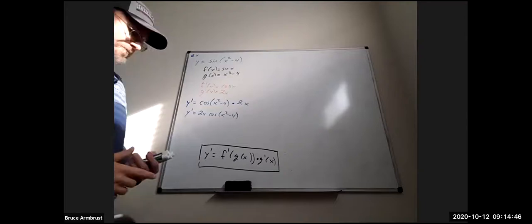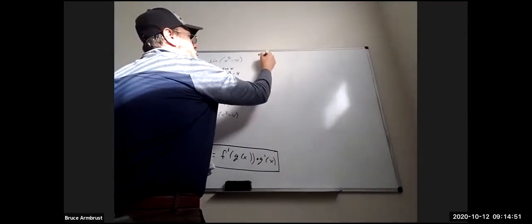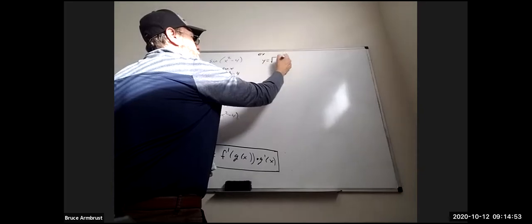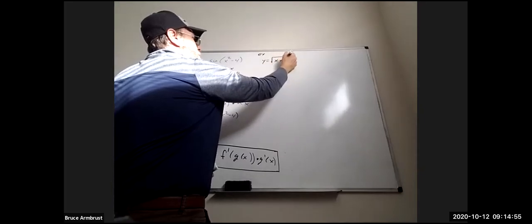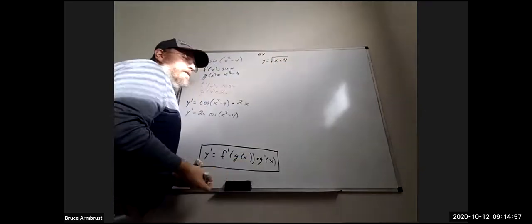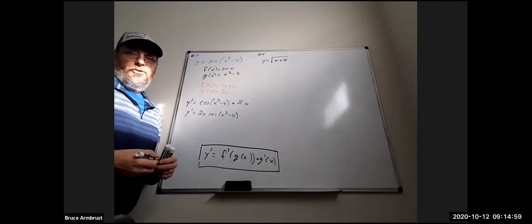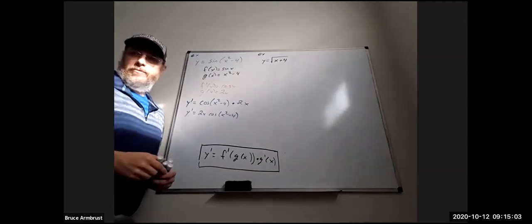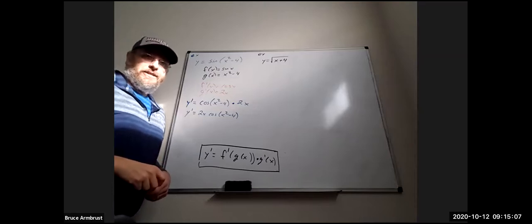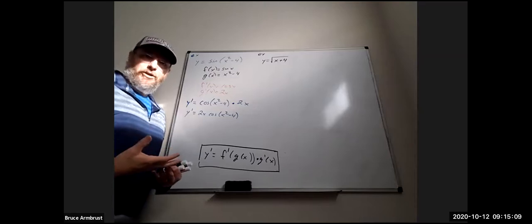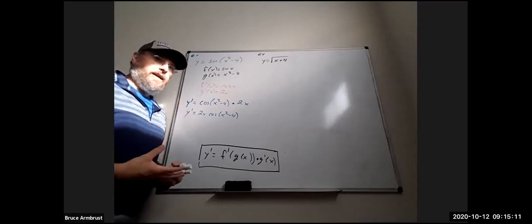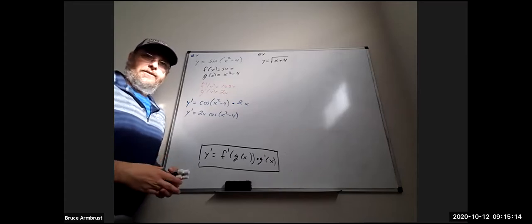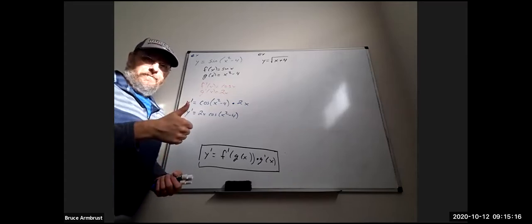So let's do another one. Let's try y equals the square root of x plus 4. Again, this is similar to the one that came up in a homework question last week. But now we don't have to use the limit definition. Now we can use the chain rule. So again, this is composition. Hopefully you see it. Right, thumbs up.